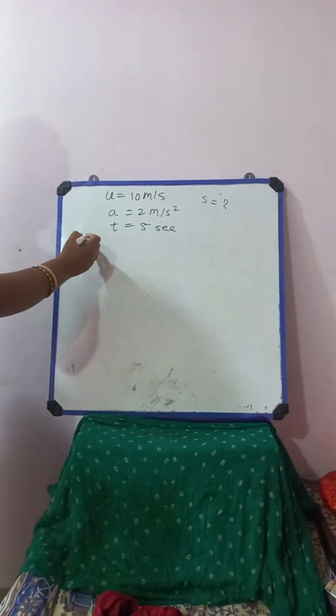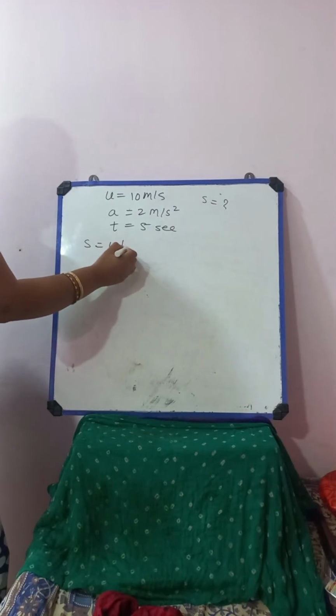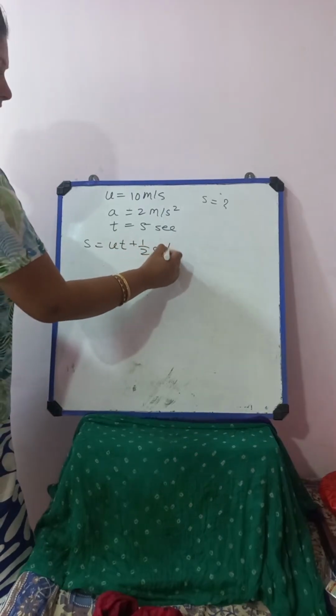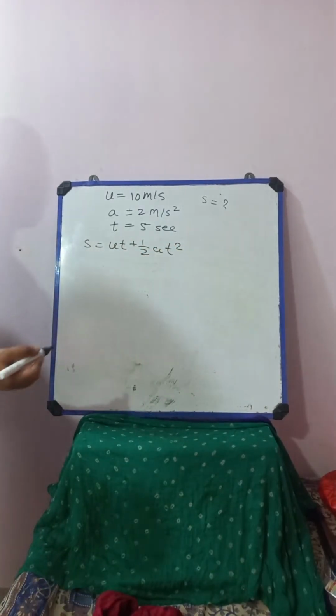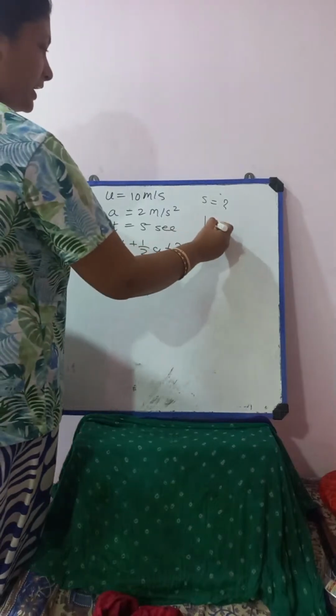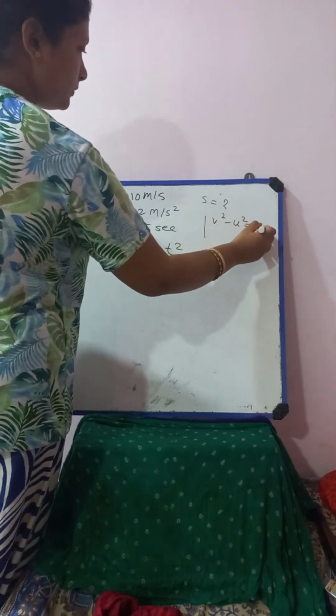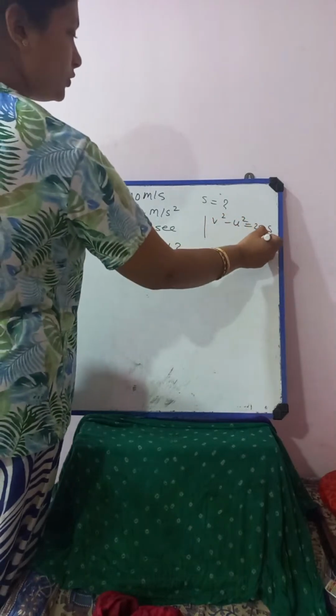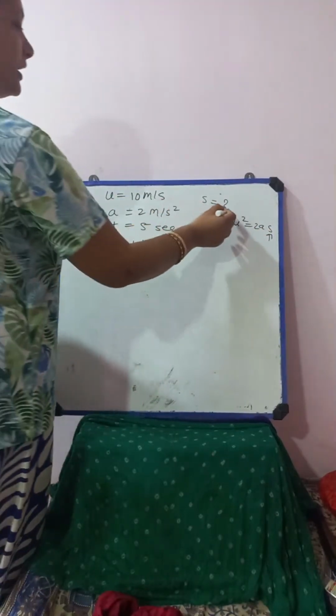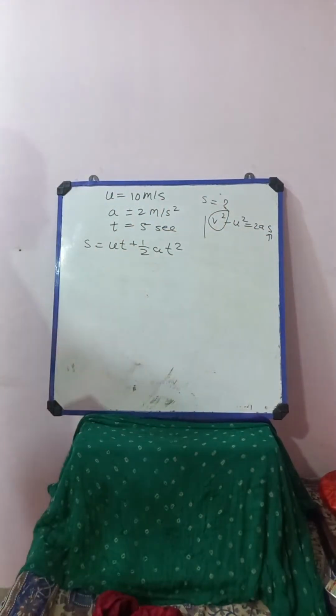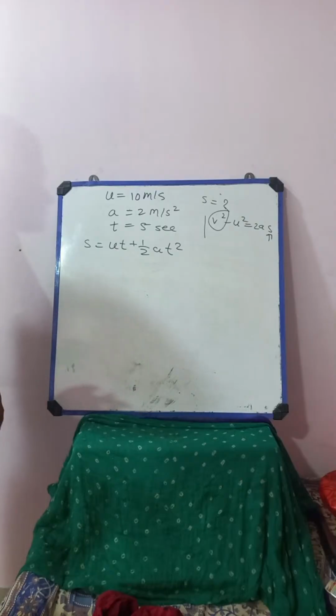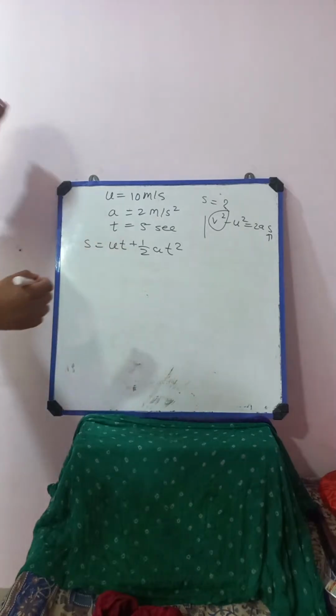So if I want to find out S, S is equal to what? Ut plus half at square. You can use this formula. And another formula I have, v square minus u square is equal to twice as. Here also you will get it, but the problem is that here we have to calculate v. By the formula we know a is equal to v minus u by t, so that formula we have to use. That increases the calculation, so instead of that we can calculate here.